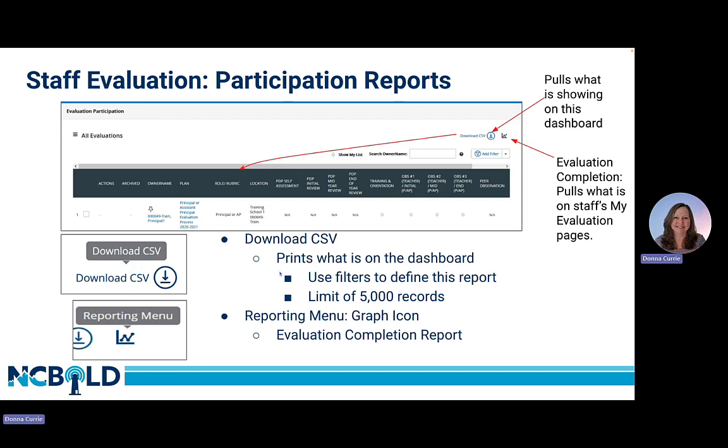Download CSV is going to print anything that you're currently seeing on your screen at that time. It's going to tell you if it's complete, not complete, things of that nature. If you have a very large staff, this is only going to limit to 5,000 records, so you're probably going to want to use filters. If you've never used filters, I'll show you how to do that.